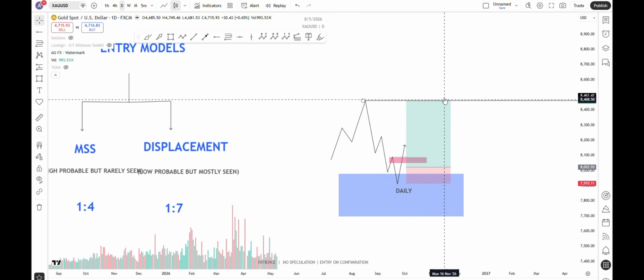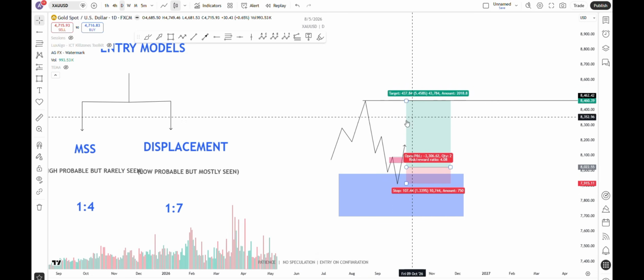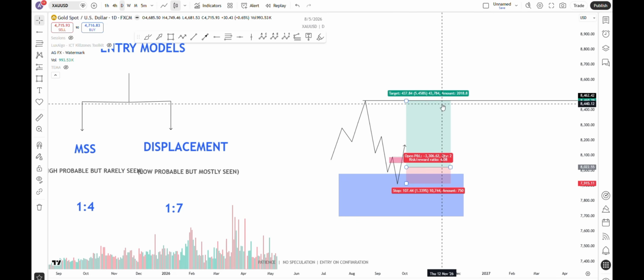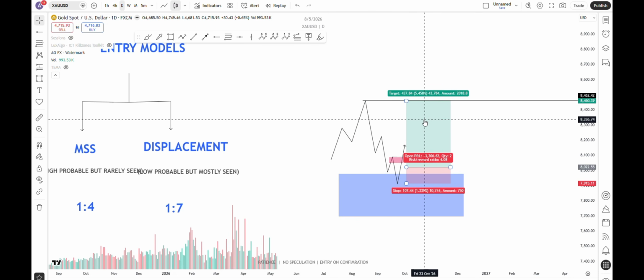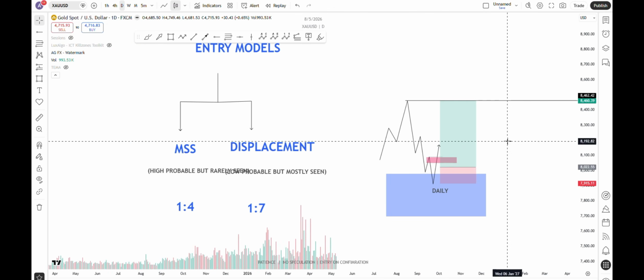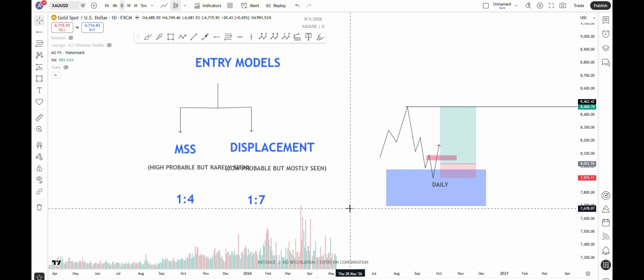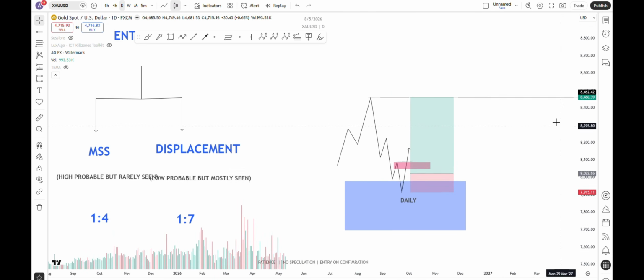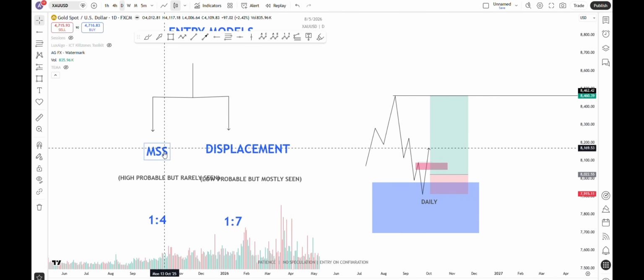If the market structure shift is giving you 1:2, then you do not want to enter from this zone, and you do not want to take this target. Take this trade basically. Because why do you take it? Because it does not align with your risk to reward. Now that's very important. So that's why I talk about risk to reward along with the entry model.